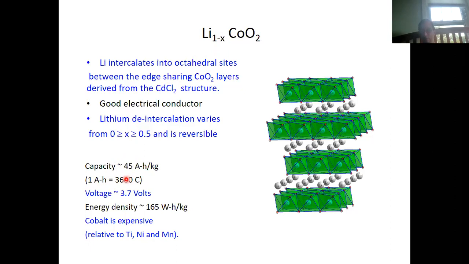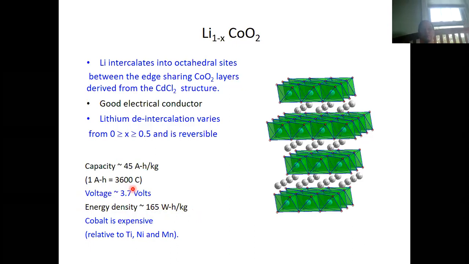When you pair this electrode with a lithiated carbon counter electrode, then you can achieve a voltage of about 3.7 volts, and that results then in an energy density of 165 watt hours per kilogram. So the energy density is nothing else but the voltage within the cell times the charges that you can store within the cell. Okay.